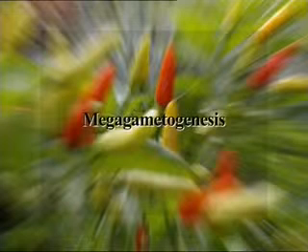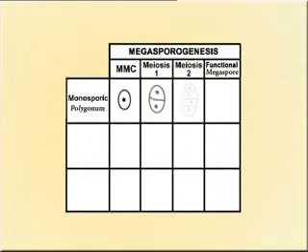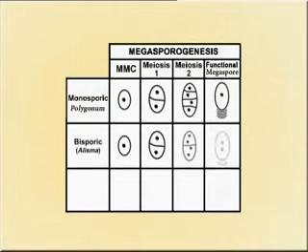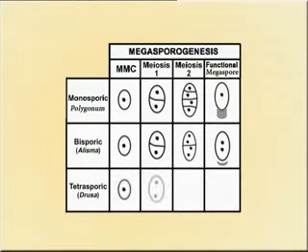Now the megagametogenesis. During megagametogenesis, the functional megaspore gives rise to the mature female gametophyte. Initially, the megaspore undergoes one or two rounds of mitosis without cytokinesis, resulting in a multinucleate syncytium. Subsequently, cell walls form around these nuclei, resulting in a cellularized female gametophyte.